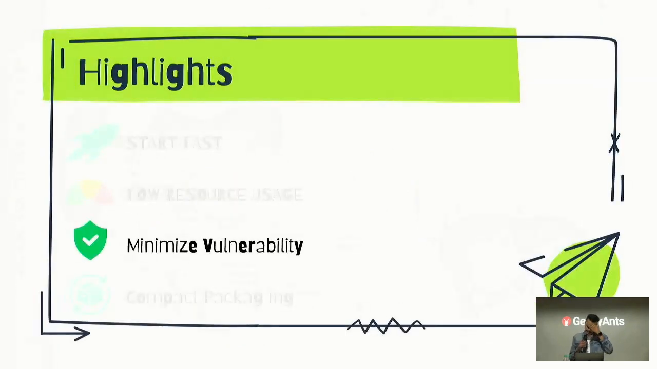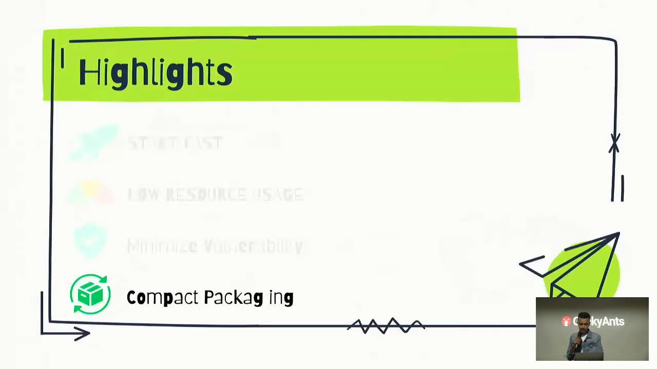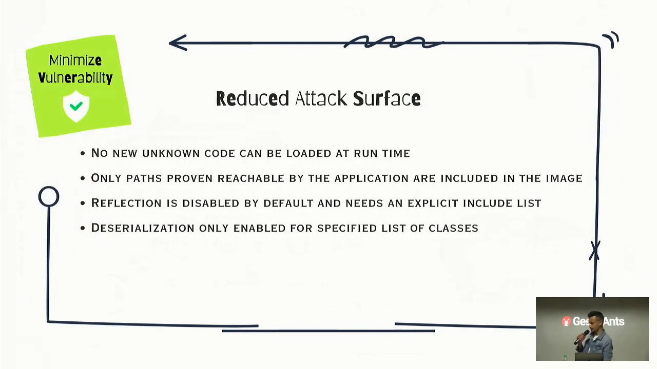Yeah. Next feature is minimized vulnerability. So how it does that, we will see. I have listed some points here. As I said, no new unknown code can be loaded at runtime, because it does the AOT compilation, ahead of time compilation, and it gives you one native executable. So there will be no new unknown code loaded at runtime. Only paths proven reachable by the application are included.